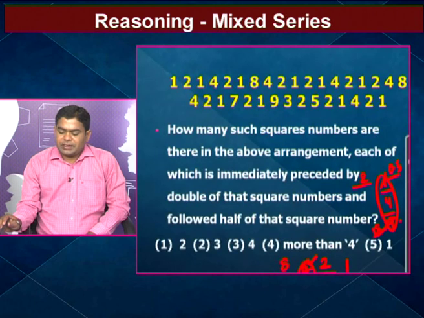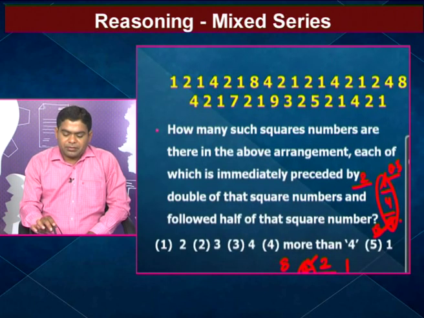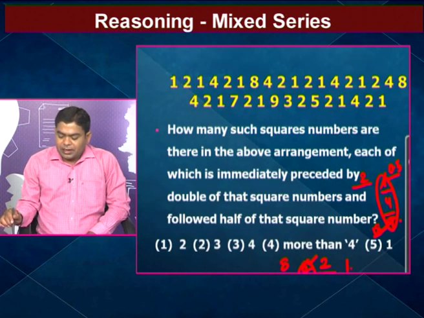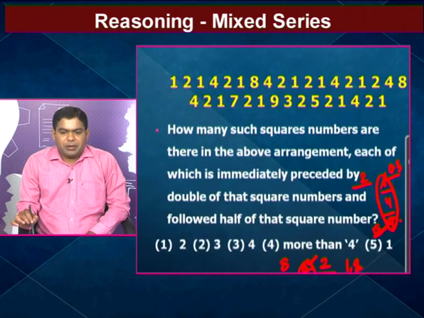After that we go to the next 4. Here 4 is there, not preceded by double of that number. After that we go to the next 4. It is preceded by double of that number and followed by half of that number. So another 4 is there. At present 2 4s satisfy the given condition. After that we go to the next 4, but there is no double of that number preceding it. That means here in the question only 2 perfect square numbers are preceded by double of that number and followed by half of that number.